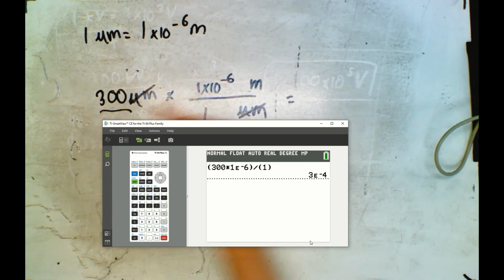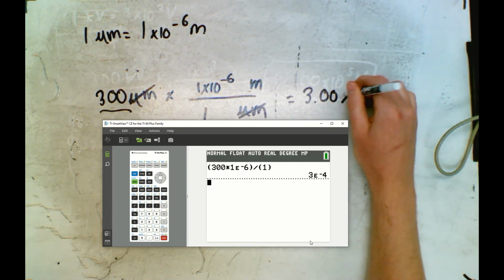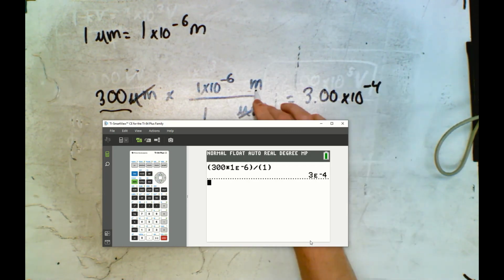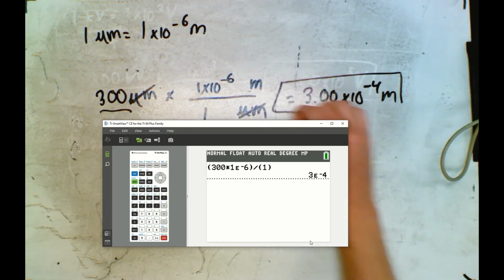So that's my answer. I want to answer to 3 sig digs, so I should answer 3.00, not just 3, times 10 to the negative 4. And my units left over are meters.